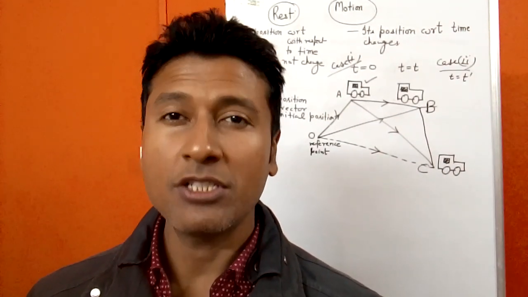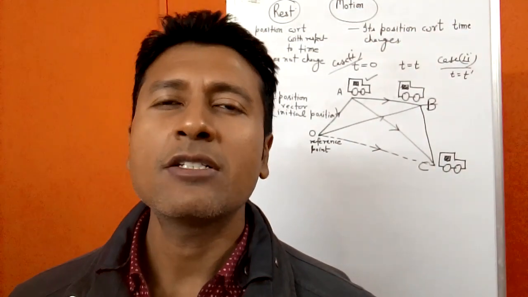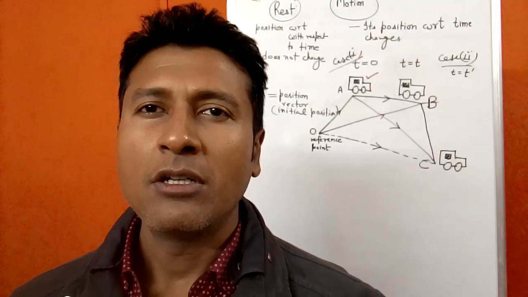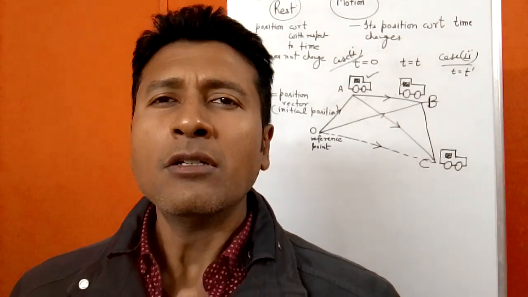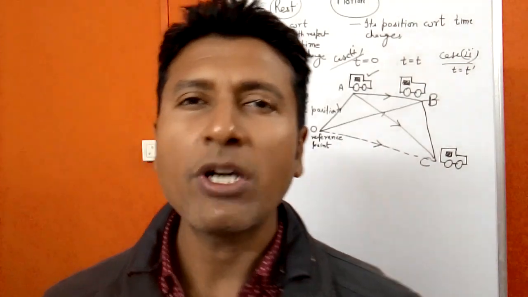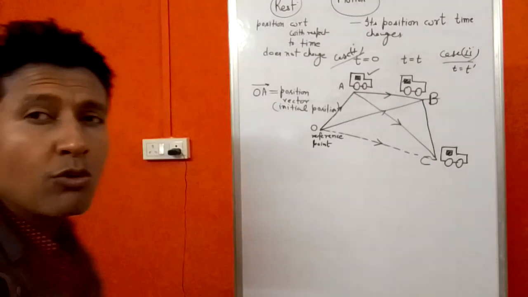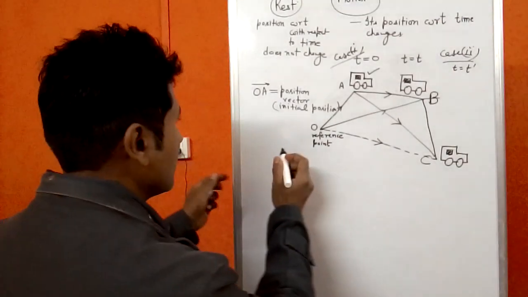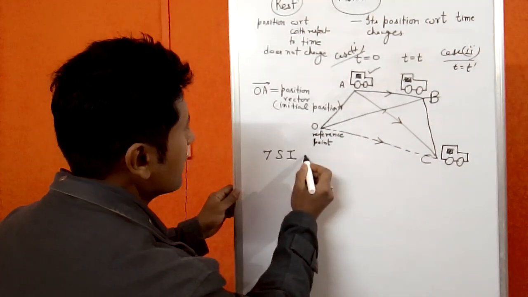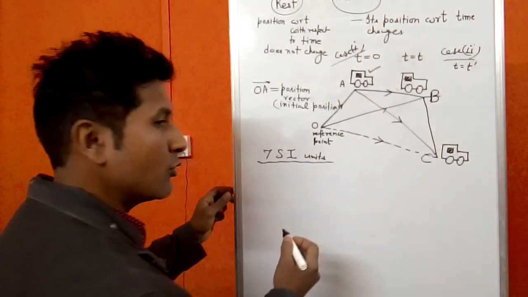Now again we are here to discuss physics. In our previous lectures we discussed physical quantities, rest and motion. Today we will expand a little bit more. Now let's talk about physical quantities. So we have 7 standard SI units, right? How are those? Which are those?